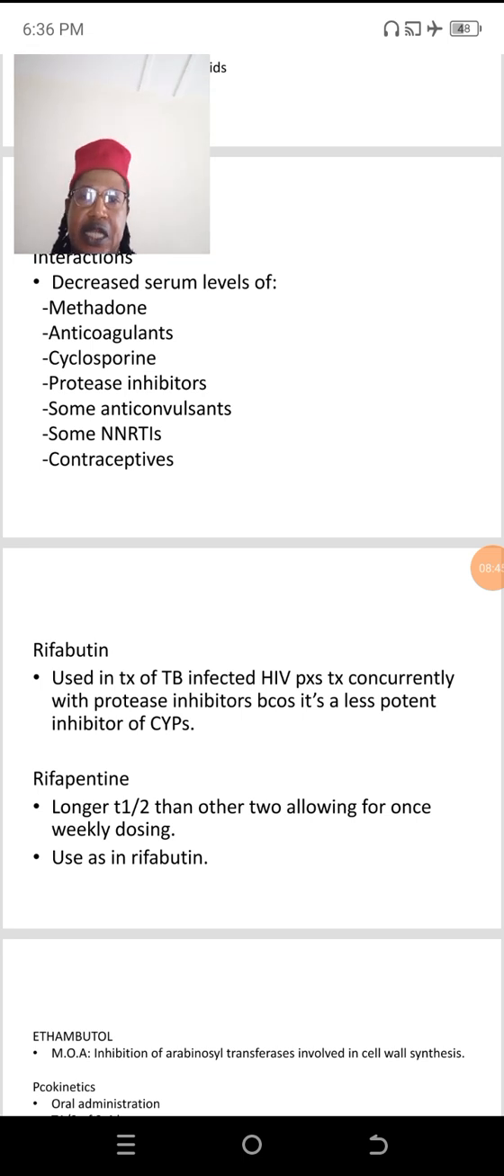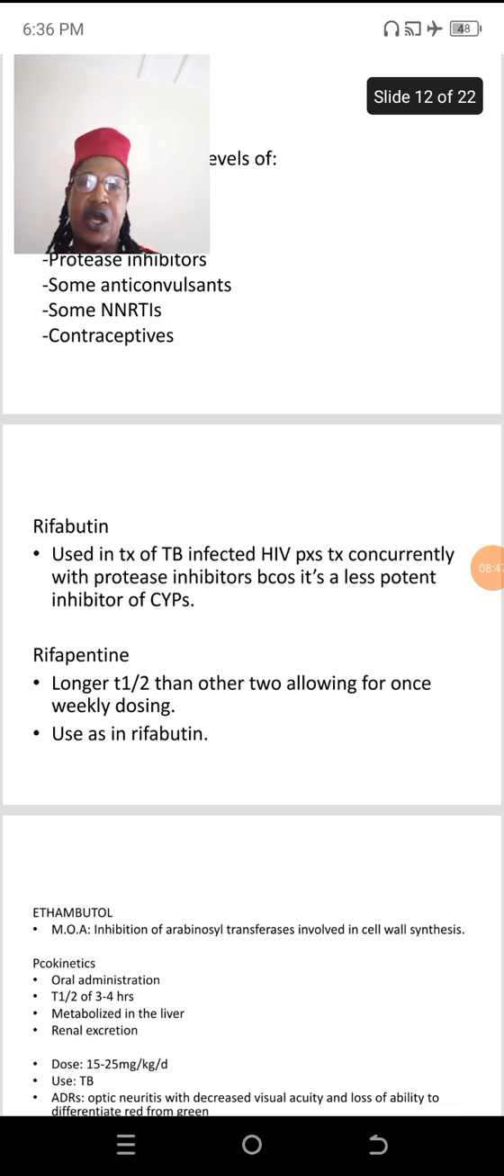Rifapentine has a longer half-life than the other two drugs, that is rifampin and rifabutin. And because of this, it can be administered just once weekly. And it is used in the same situation that rifabutin is employed.